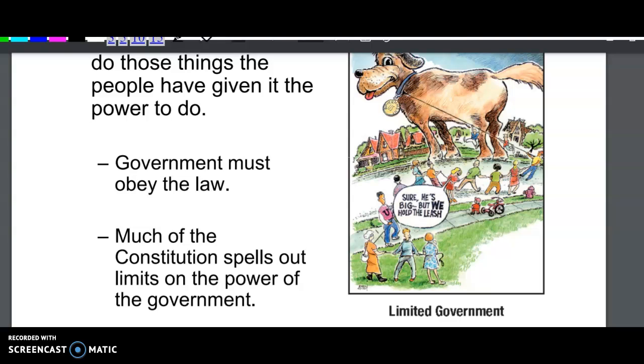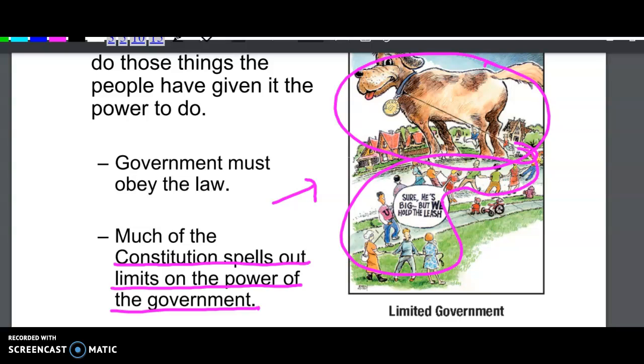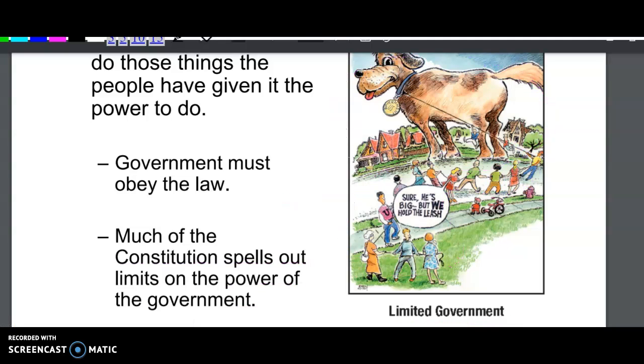Much of the Constitution spells out limits on the power of the government. In this political cartoon, you can see this giant dog. Sure, he's big, but we hold the leash. That's a reference to the big government, right? But it's limited because all of these people, the people of the United States, hold the leash on the government. That's the principle of limited government.